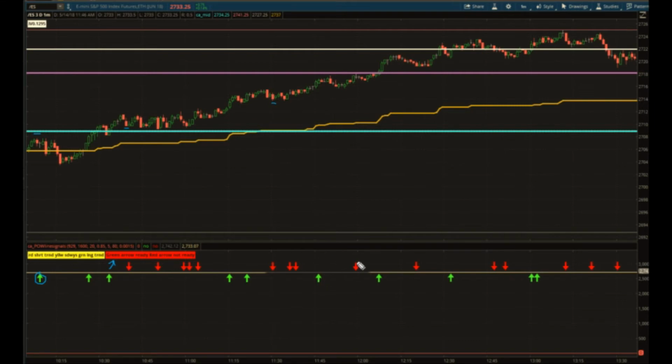Now there's a point here I want to show with this red arrow. This red arrow would have came in here. However, if you look back here, you've got this level sitting right here. So you want to make sure that your entry is getting in below this level if you're going to enter into a short. Then after that, it continued moving up some more.